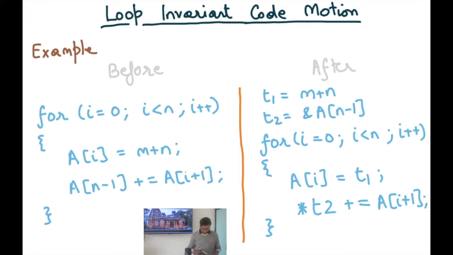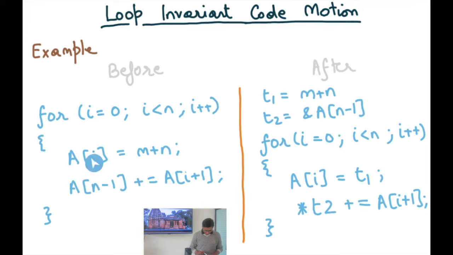Now in this particular program, there are a couple of things that are loop invariant, which means they don't really change across different iterations of the same loop. What are those computations? Well, one of them is m plus n. Notice that this loop is neither changing m nor changing n. And so m plus n is actually a constant across the iterations of the loop. In other words, m plus n is loop invariant.